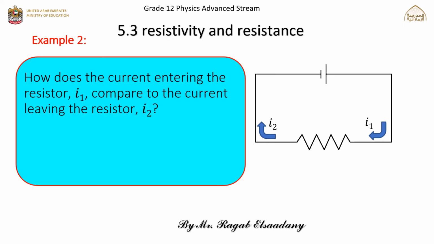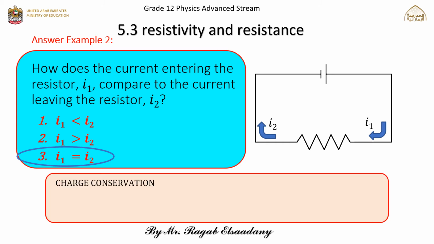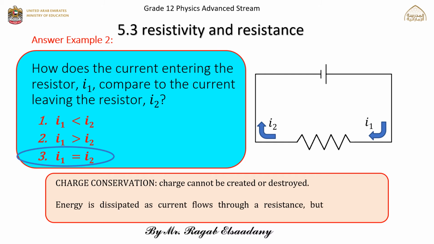Example 2. How does the current entering the resistor, I1, compare to the current leaving the resistor, I2? I1 less than I2, I1 greater than I2, or I1 equal I2. The right answer is I1 equals I2. That's because of charge conservation. Charge cannot be created or destroyed. Energy is dissipated as current flows through a resistance, but charge is conserved, so current in equals current out.